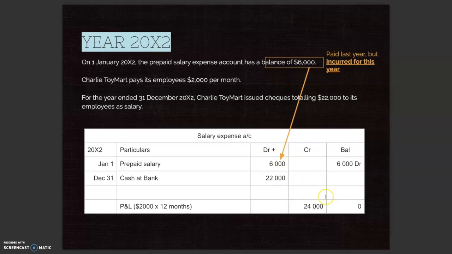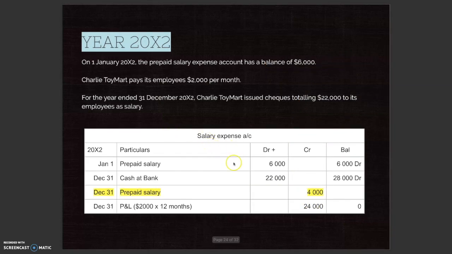And then we realize that 6,000 plus 22,000 is 28,000, which is more than the 24,000 here. So this creates an imbalance. At the end of the year, we realize that there is an amount that is a prepaid amount. How do I remember this?